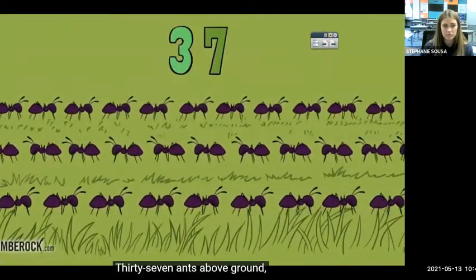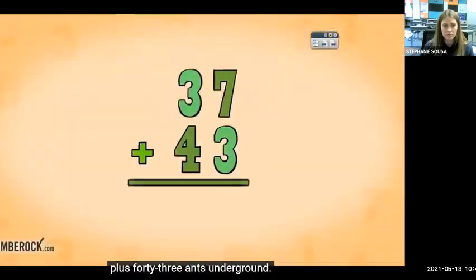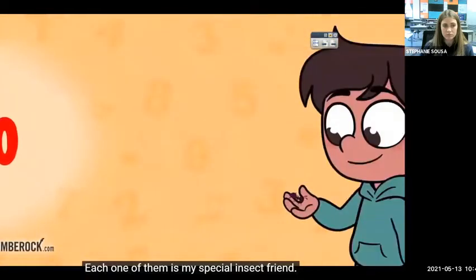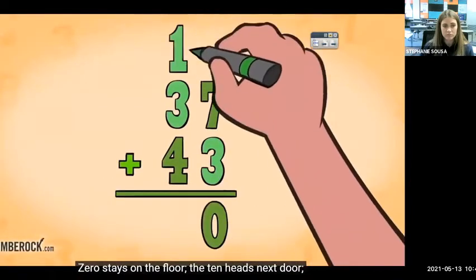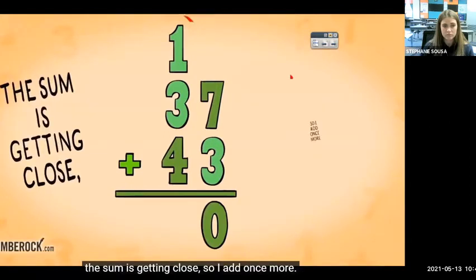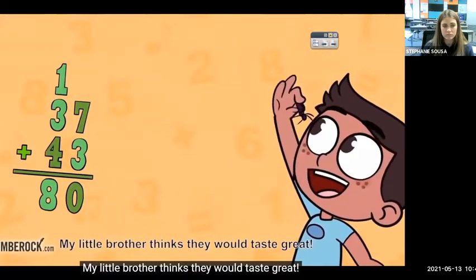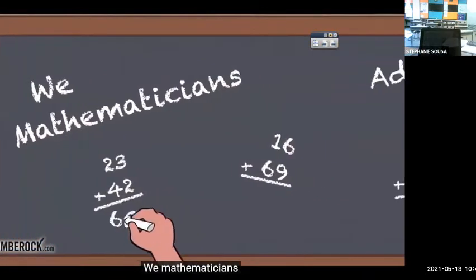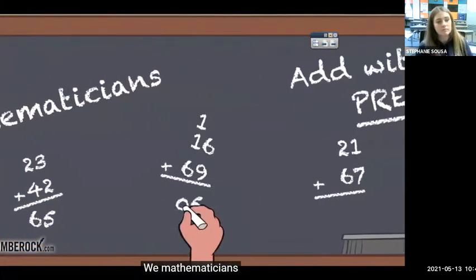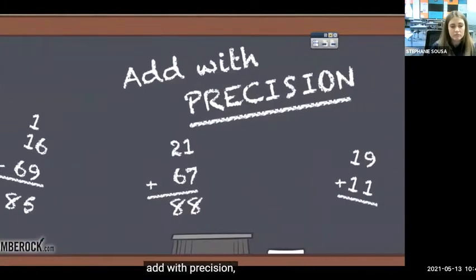Ants above ground plus 43 ants underground. 7 plus 3 equals 10. Each one of them is my special insect friend. 0 stays on the floor, the 10 heads next door. The sum is getting close, so I add once more. 1 plus 3 is 4 plus 4 is 8. My little brother thinks they would taste great. We mathematicians add with precision.